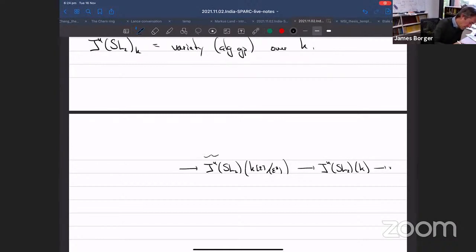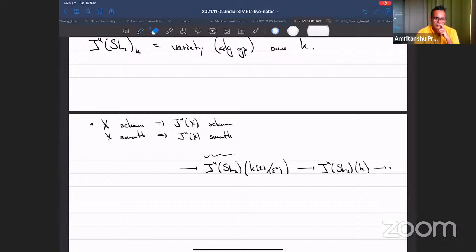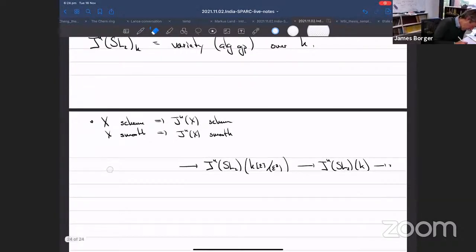Again, if the original group or the original variety is smooth, then the jet spaces will also be smooth. Maybe I should have said that. In fact, it's also true for schemes. So if X is a scheme, then J_n of X is a scheme, and if X is smooth, that implies J_n of X is smooth. So these would be smooth algebraic groups if the one we start with is. And then the kernel of this map is exactly the Lie algebra of the tangent space.